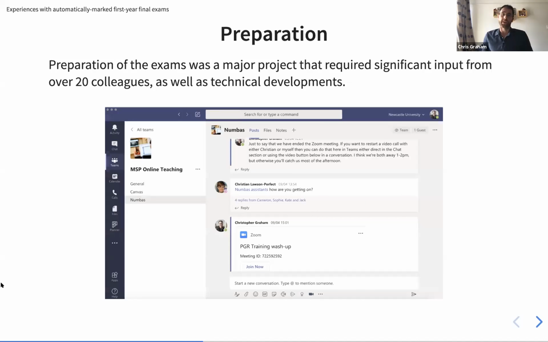This was quite a significant project. So overall, with around 14 exams in total, even these 8 school modules that we had involved over 20 colleagues. So that's your module leaders, your module checkers, and some postgraduate students who helped us. As you can imagine, a lot of that work was done on tools like Teams and Zoom to do things like training, and using a lot of the collaborative features of Numbas, where conversation can be started and flags put on questions to mark them as ready to use or needing some attention.